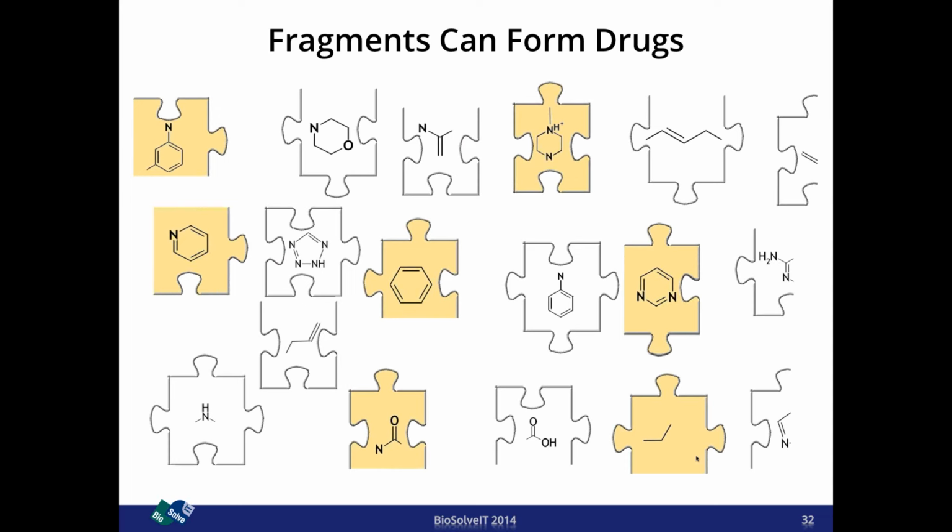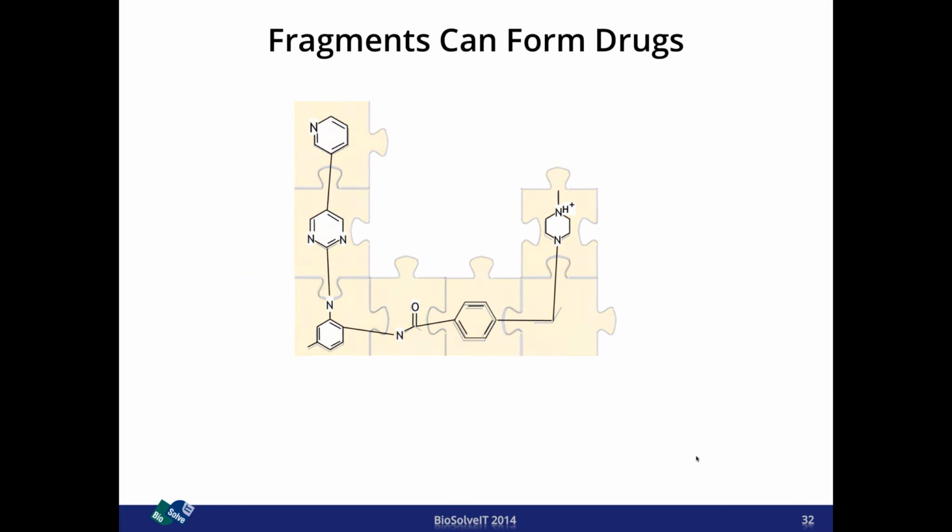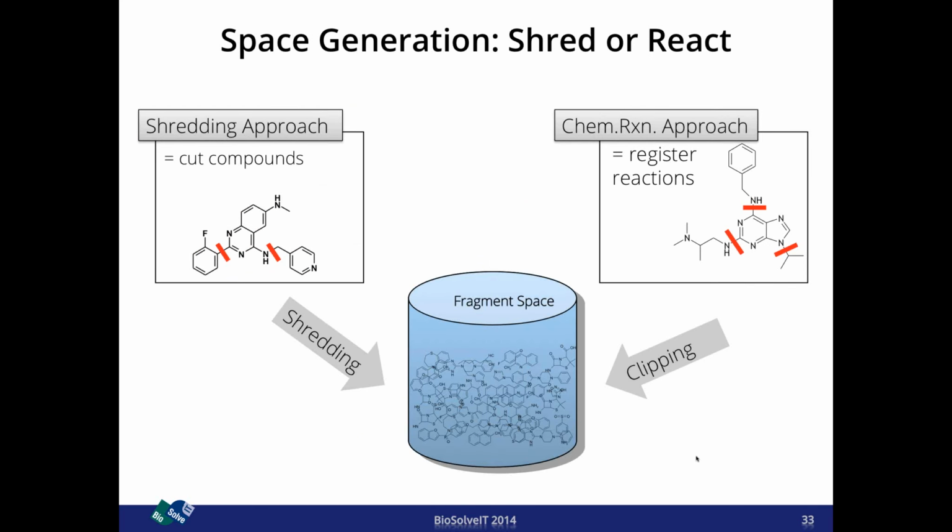So let's assume we had a technology identifying these fragments here. Then our technology would also have to combine those in such a way, for example, that we have a new drug, for example, Gleevec. So how could this actually work? We would need a so-called fragment space. We would have to generate a space. And essentially there are two approaches that are being followed. On the left-hand side here we have the so-called shredding approach, which means put in your compounds which you have, which exist, and shred them into pieces and put all those fragments in here. This is a shredding procedure.